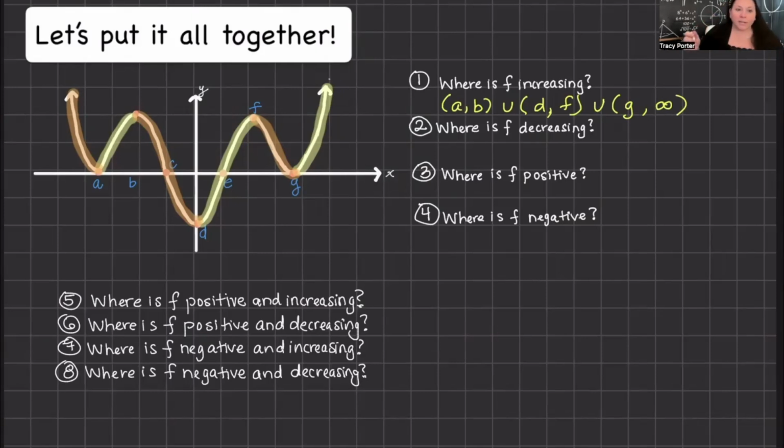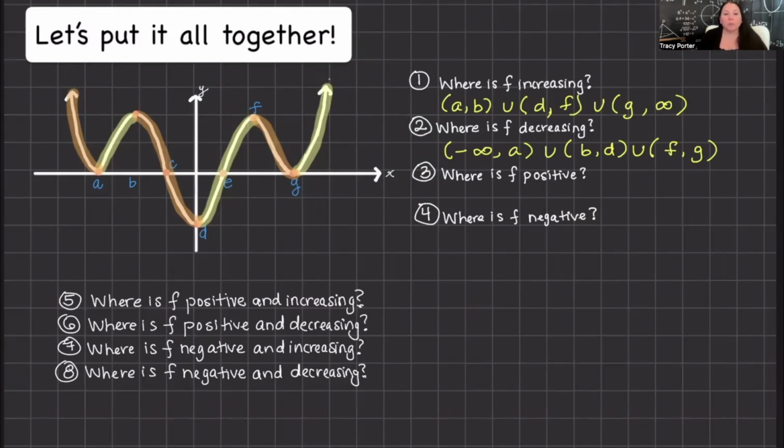So decreasing, if we look from left to right, we're going to start with from minus infinity to A, and then decrease again from B to D, and then decrease again from F to G. Okay, so remember, we're not including the endpoints there because at those endpoints, it's doing neither of those.